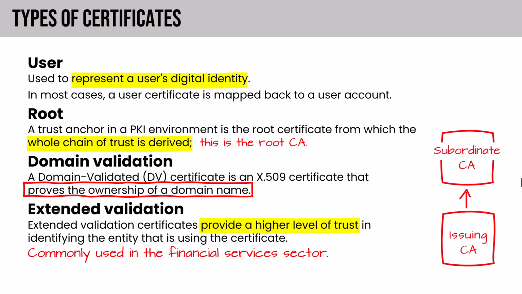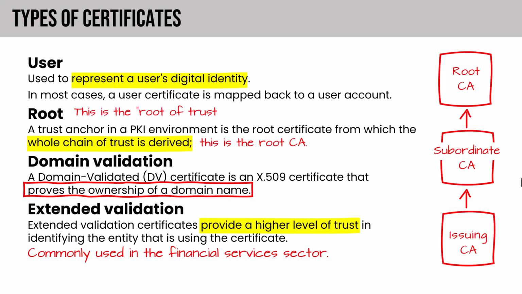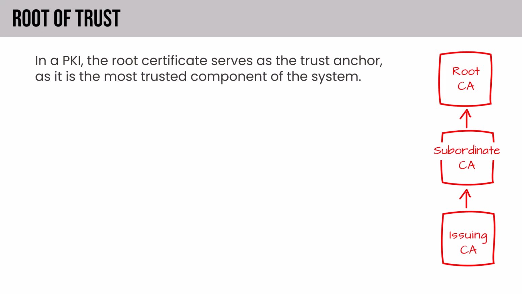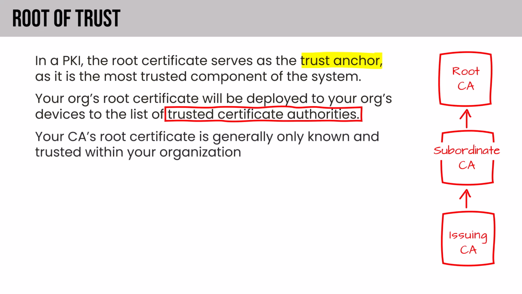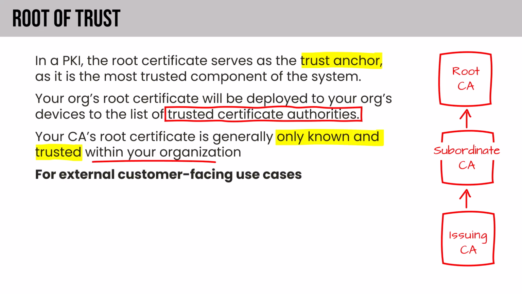But when we look at that hierarchy, the root CA is the root of trust. So to recap, in a PKI, the root certificate serves as the trust anchor, as it is the most trusted component of the system. And your organization's root certificate will be deployed to your organization's devices, to the list of trusted certificate authorities. But generally speaking, your CA's root certificate is only known and trusted within your organization. So for external, customer-facing, vendor-facing use cases, we need to take a different approach.